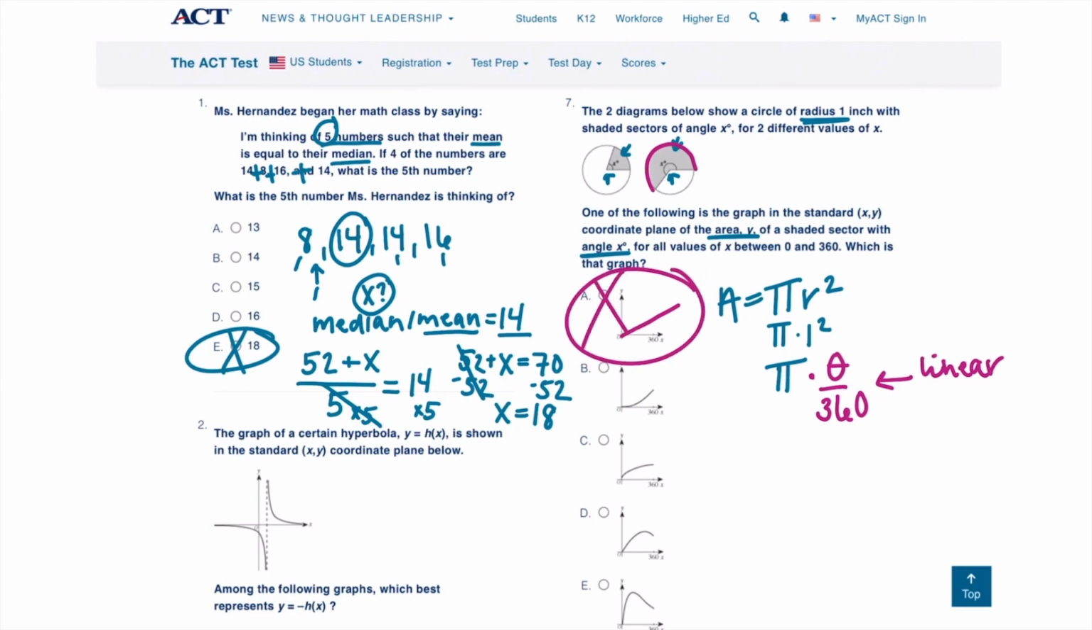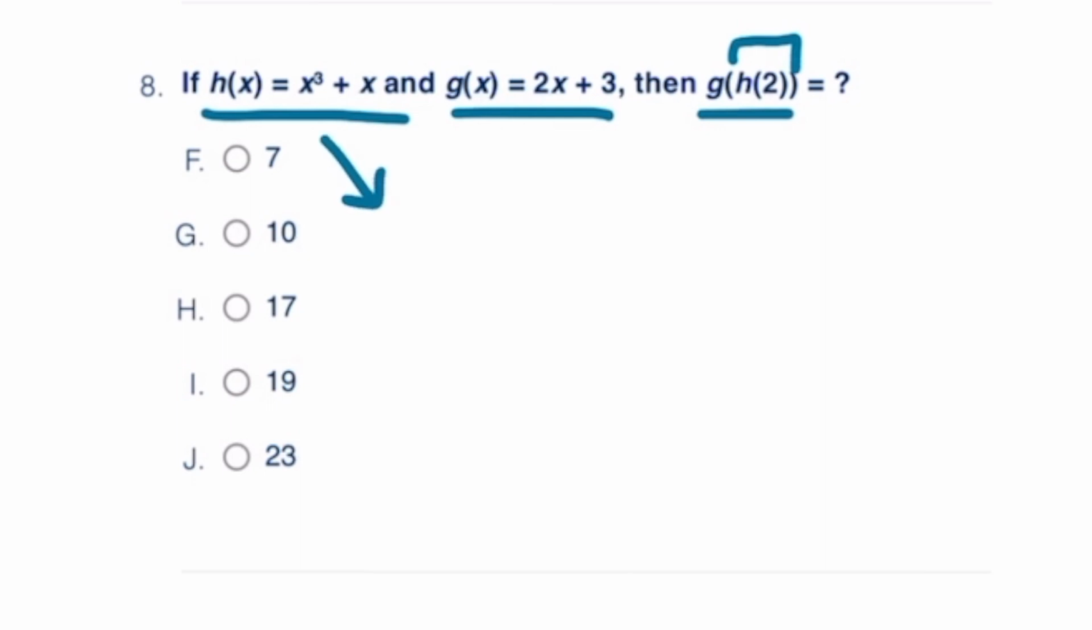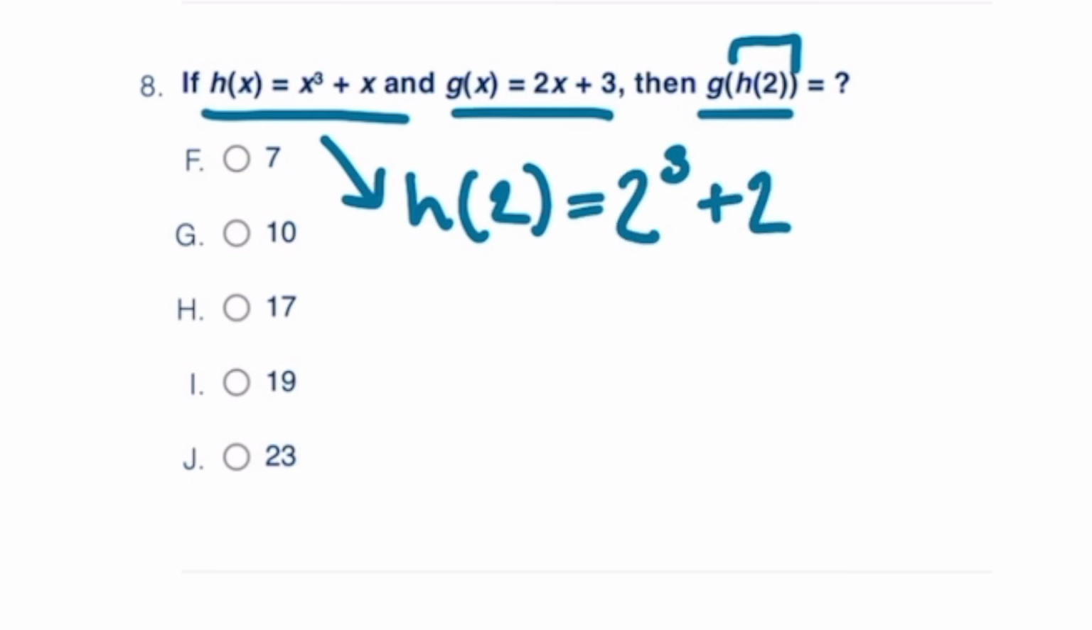A. So number 8 is an example of a composite function. So we have h of x and g of x, and they want us to find g of h of 2. So with these, you always want to start on the very inner part, so h of 2. So I'm going to go to my h of x function, and instead of x, I'm going to replace it with 2. So we have 2 to the third plus 2, which is just 8 plus 2, which gets us 10. So we know that inside part is 10.